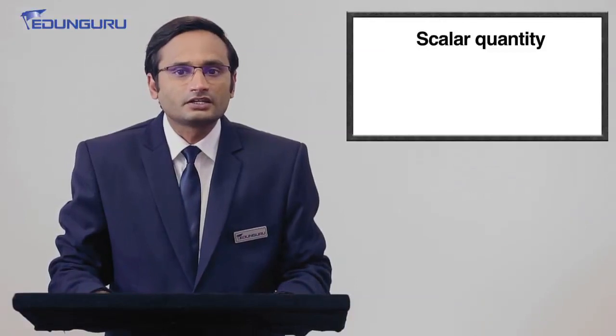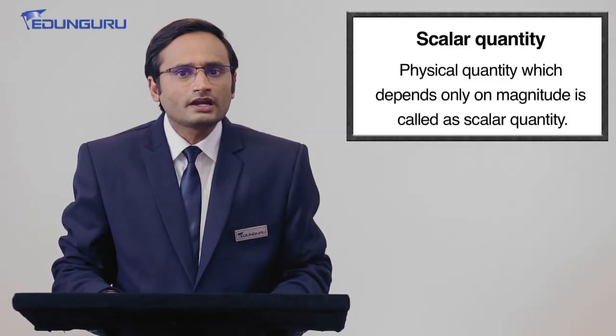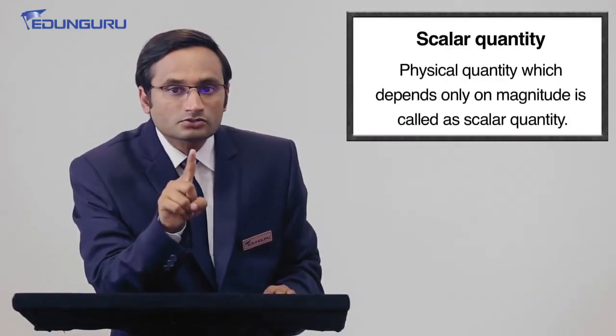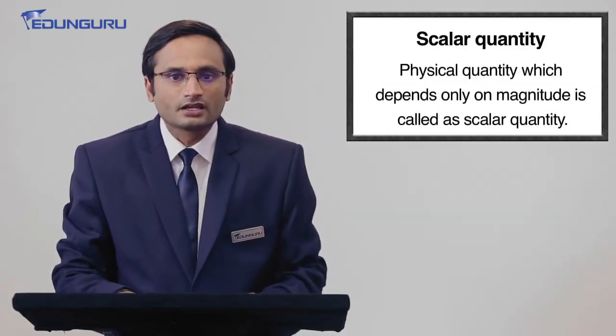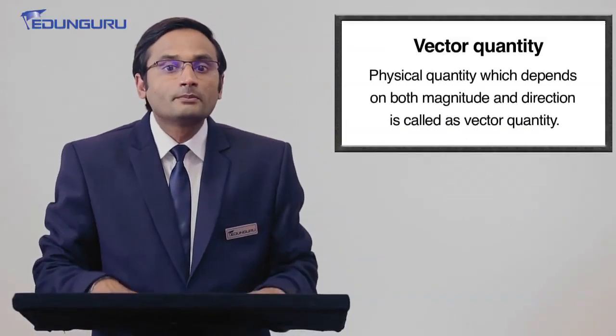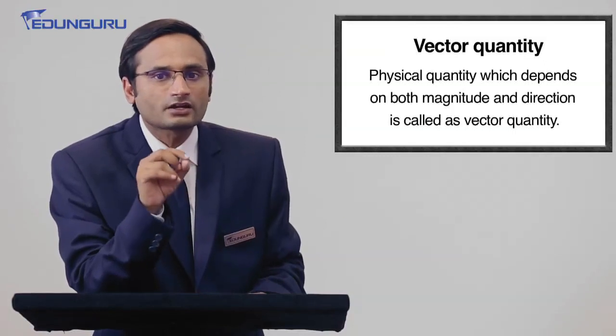Now, before defining the properties of distance and displacement, let me introduce two more terms to you people. The first one is called a scalar quantity. What is a scalar quantity? A physical quantity which depends only on magnitude is called a scalar quantity, while a physical quantity which depends on both magnitude and direction is called a vector quantity.